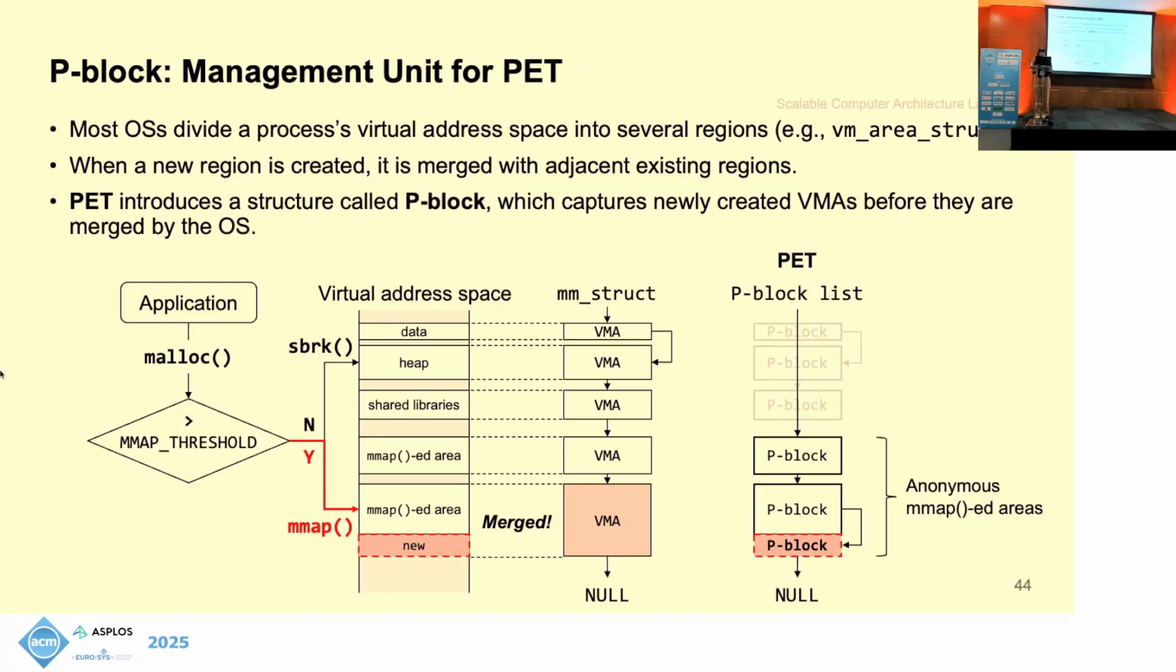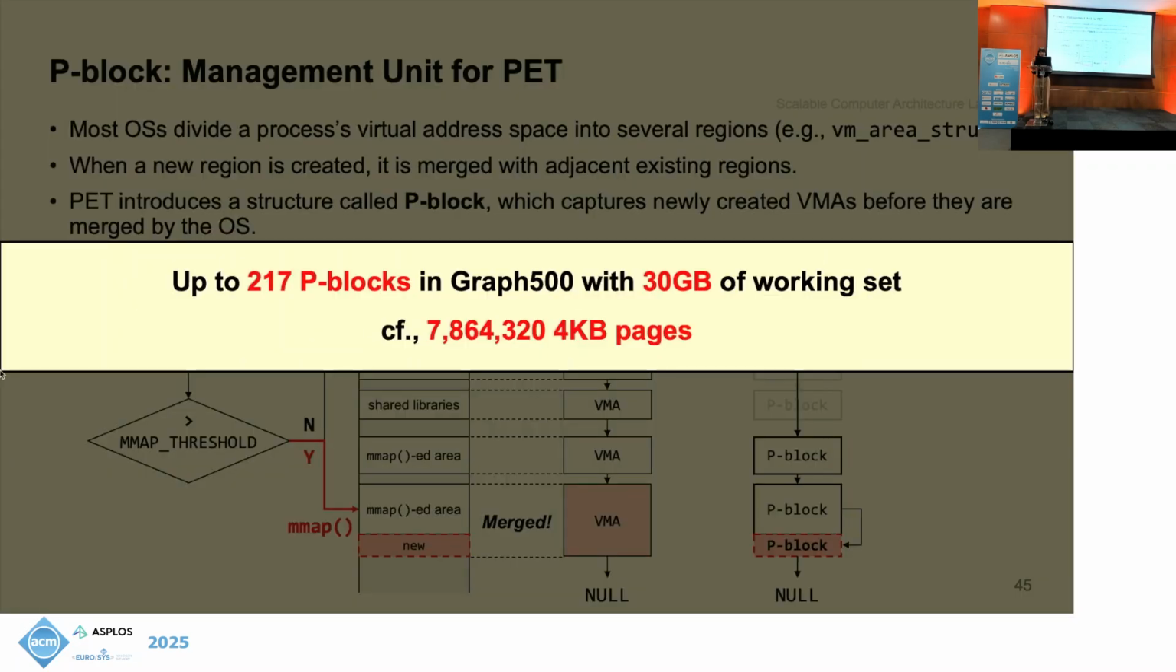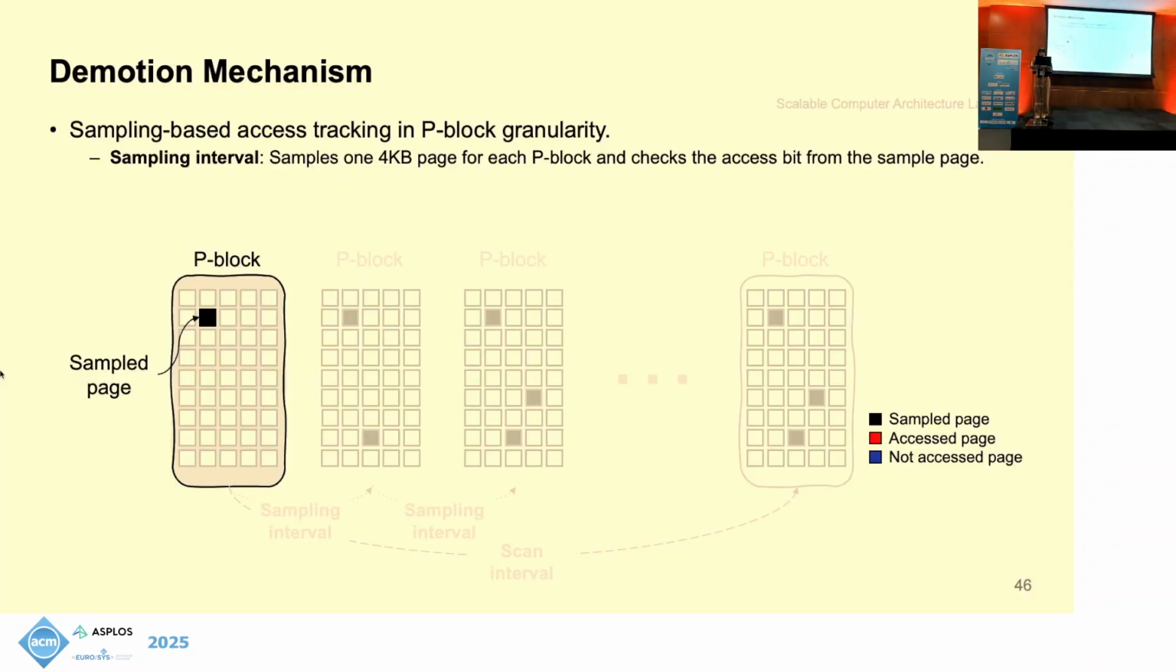PET specifically focuses on anonymous mmapped areas, which are created for dynamic allocations larger than the mmap threshold. As a result, PET allocates up to 217 P blocks in Graph 500 with a 30 GB working set, which is the highest number of P blocks per working set size among the benchmarks used. Also, it is noteworthy that there are over 7 million tracking elements when using a 4 KB page as a monitoring unit. Now let's talk about the demotion mechanism of PET.